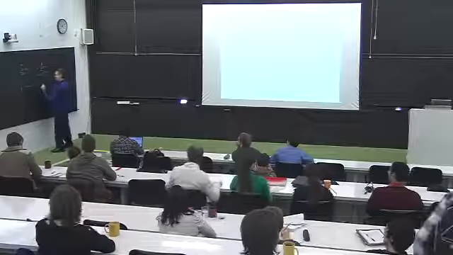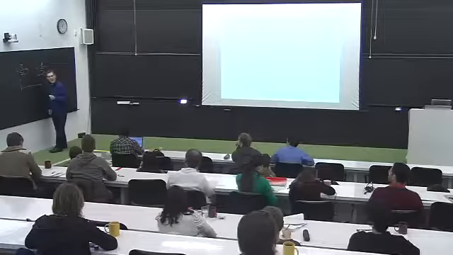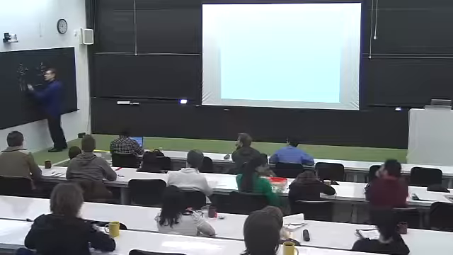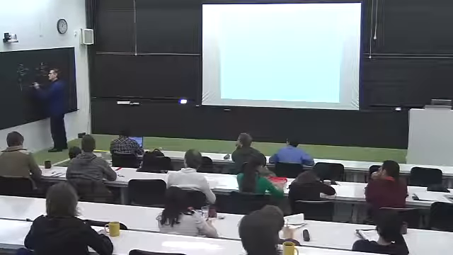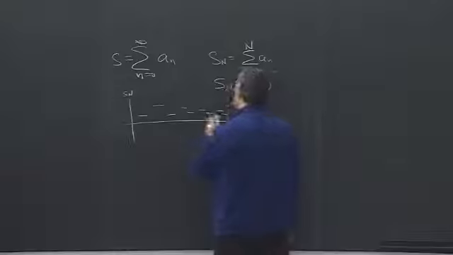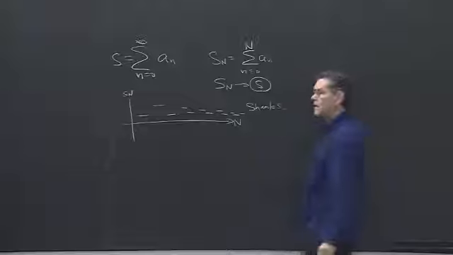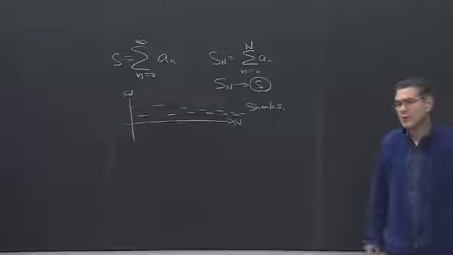We said that if the partial sums, this is capital N and this is S_n, are oscillating with smaller and smaller oscillations like this, then we want to use the Shanks transformation. That was the trick that we used.